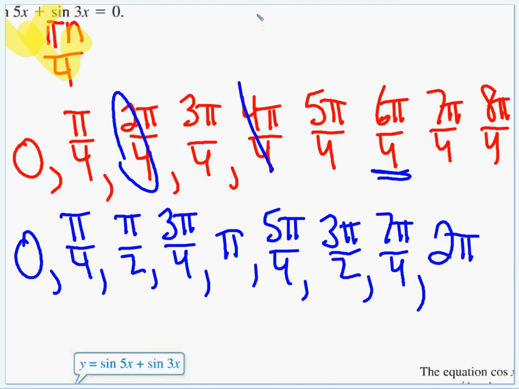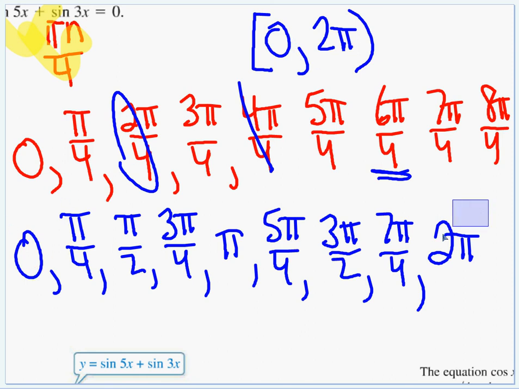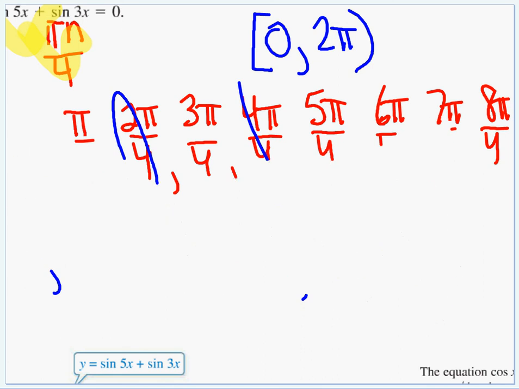Usually when you're on the restricted interval, you'll see bracket 0, 2 pi, parenthesis. 0 and 2 pi are the same. So 0 is touching the bracket. We'll leave the 0. But this 2 pi is a redundancy. We can throw that one in the garbage. And there is a list of all our answers for the original equation on one trip around the circle.